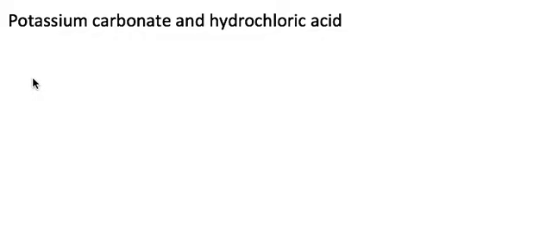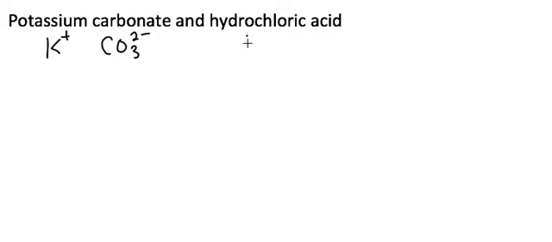I'm going to work through the reaction of two pairs of aqueous ions. The first pair of aqueous ions is potassium carbonate, and the second pair of aqueous ions is hydrochloric acid. So potassium carbonate is the combination of potassium ion and carbonate ion. Carbonate is one of the common polyatomic ions that you need to have memorized. So we have K+ and we have CO3 2-.